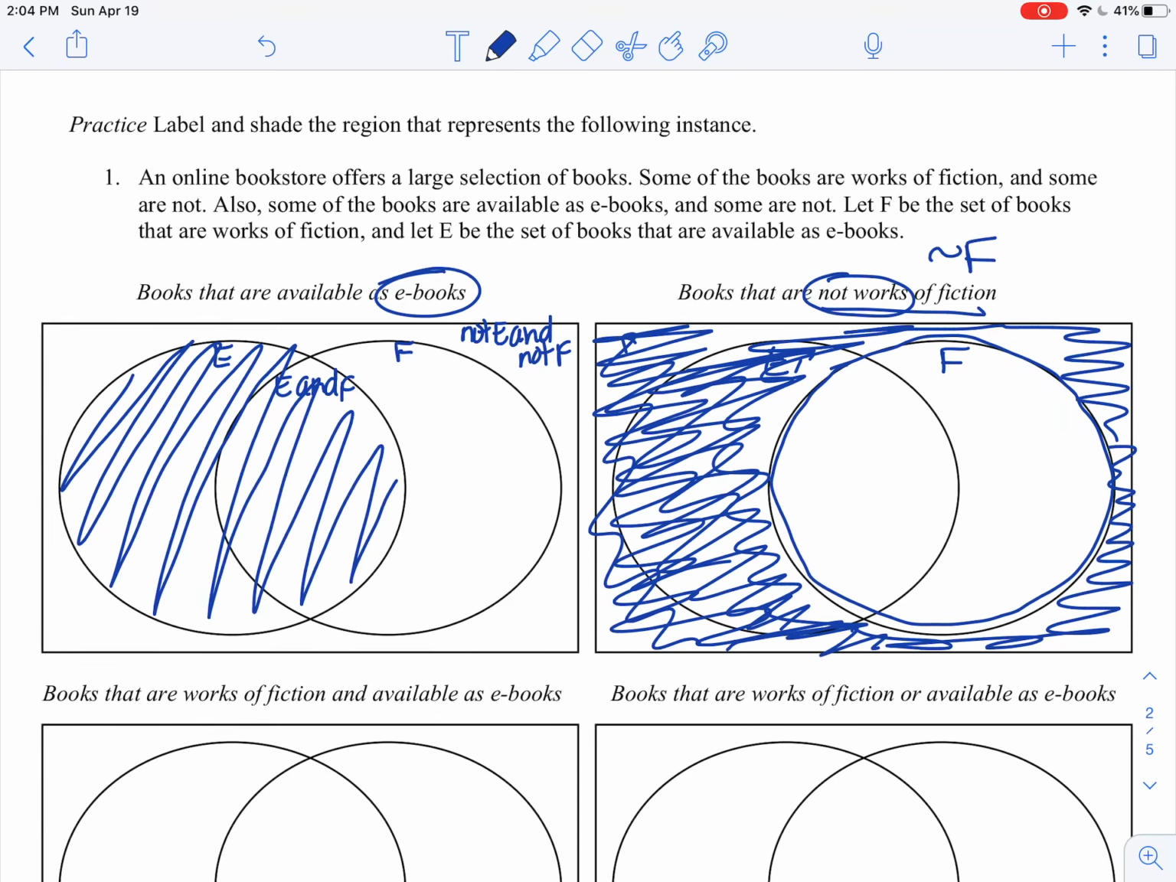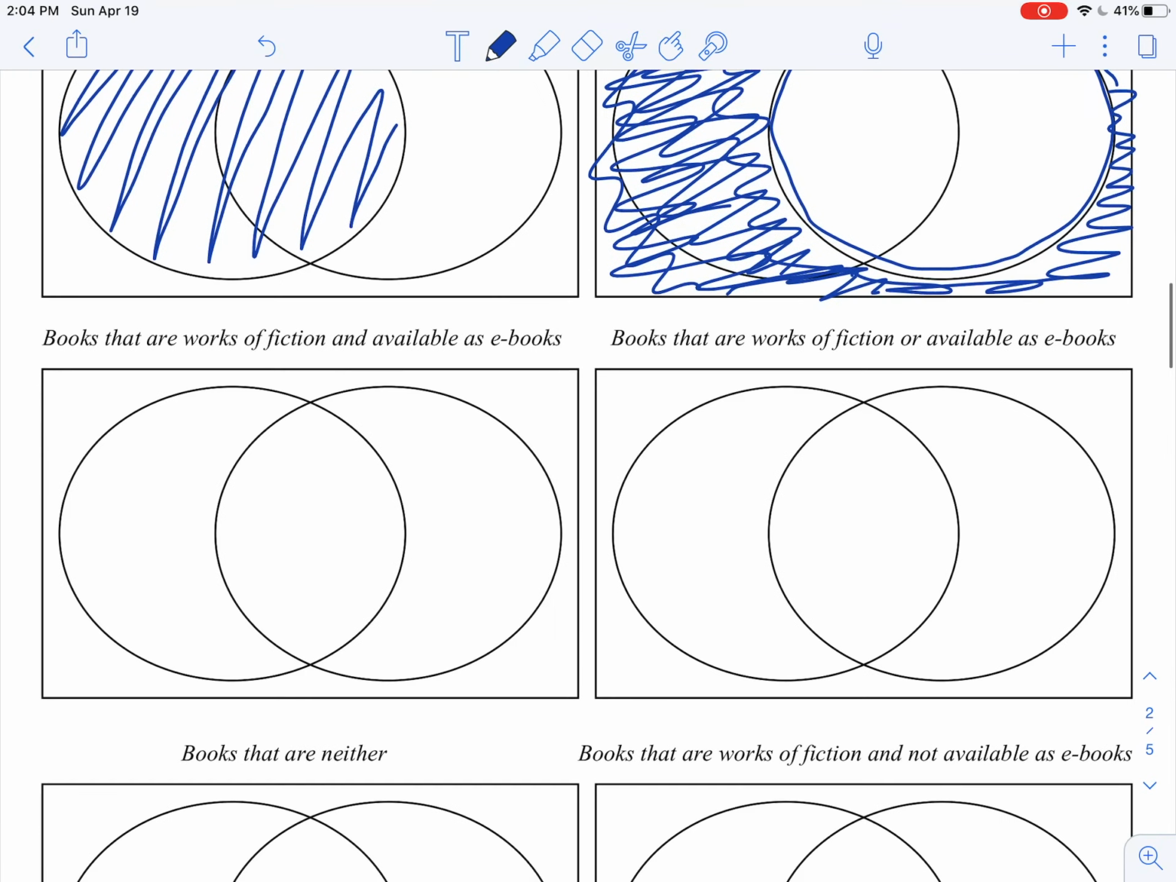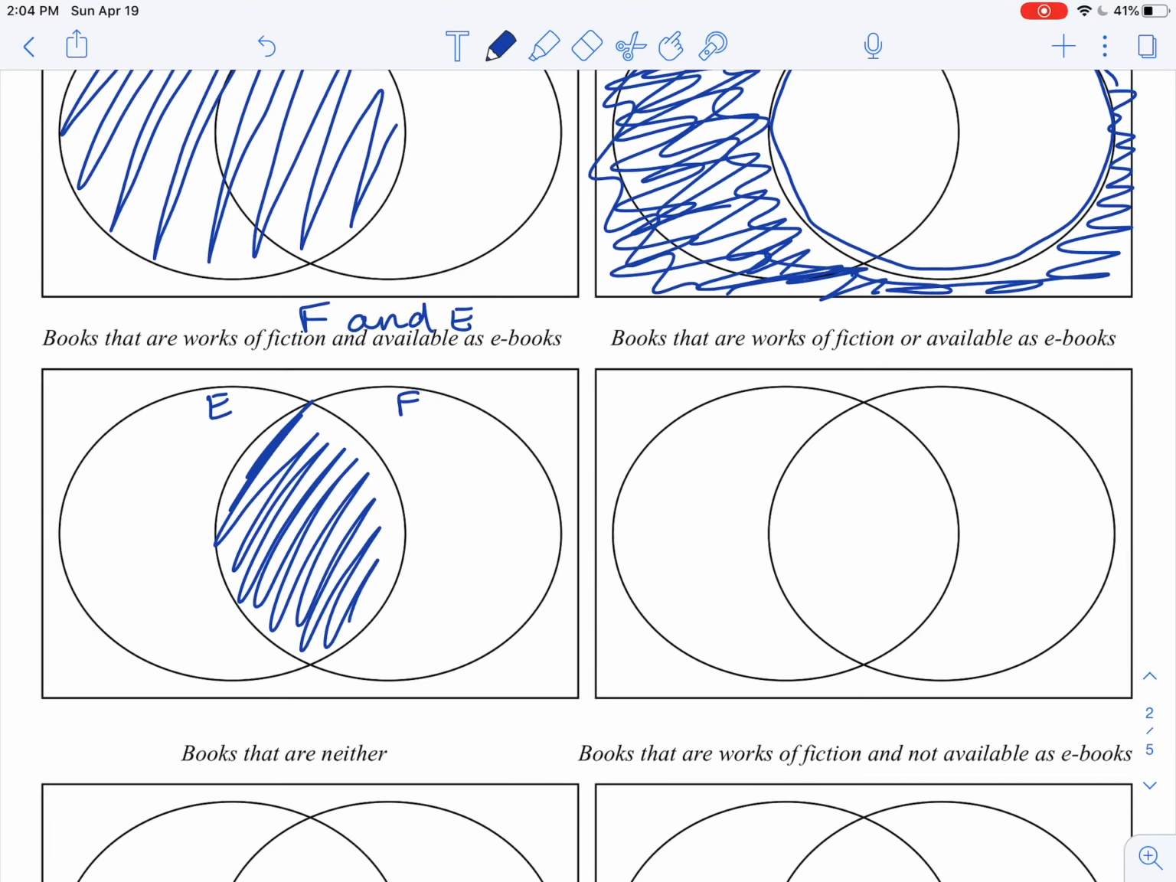So if eventually I had to calculate that probability, I would add up all the probabilities of all the spaces around F. Next, books that are works of fiction and available as ebooks. Works of fiction and ebooks, that's going to be this space in the middle. That's E and F put together, both of them.